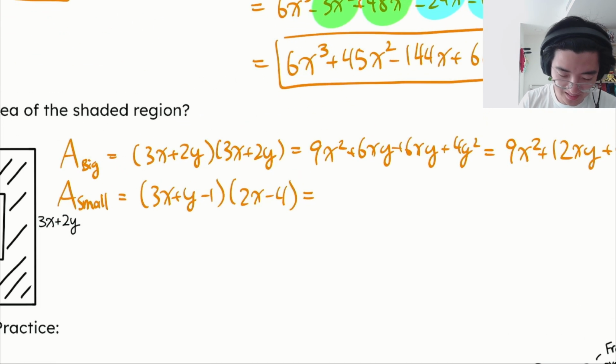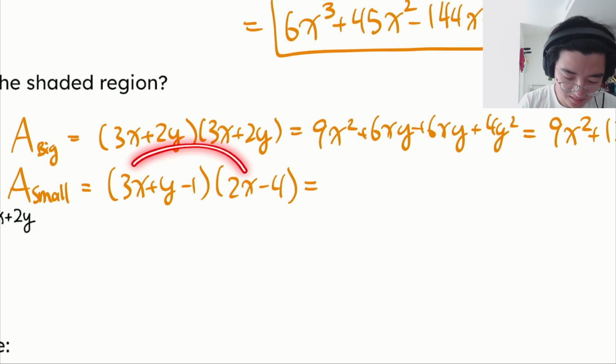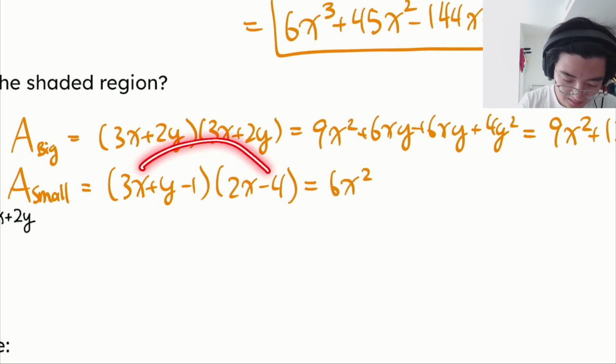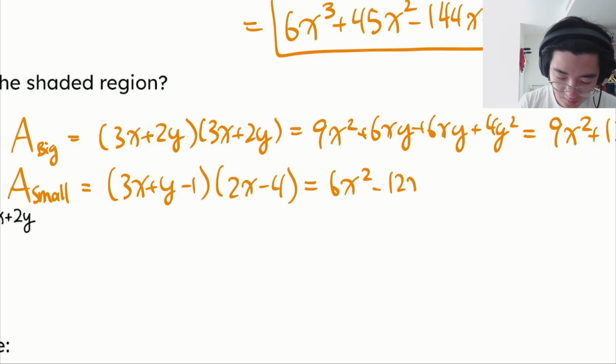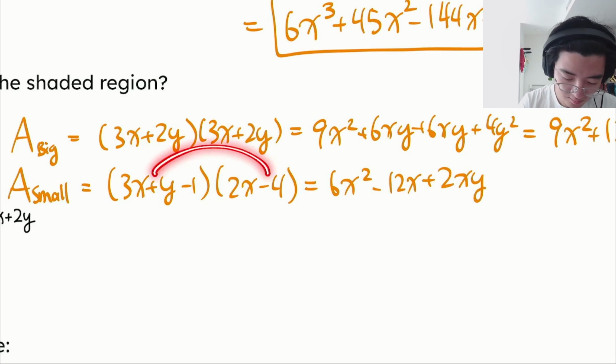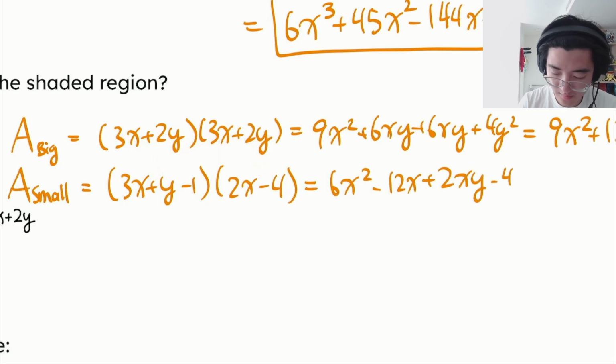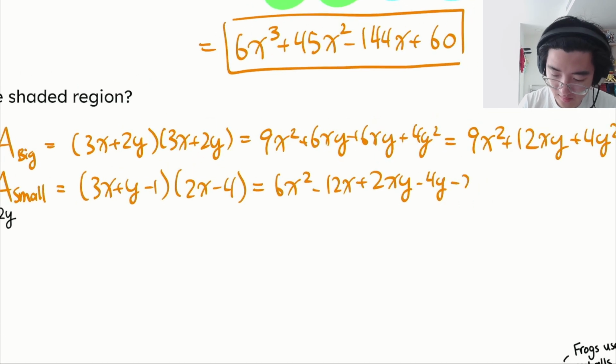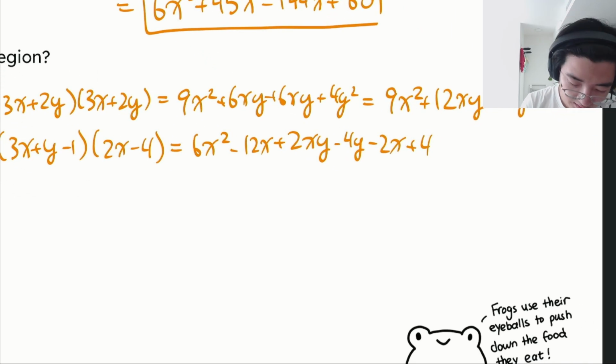Yeah, that's a lot of work, isn't it? Yeah, but that's the fun part. Alright, 3 times 2x, 6x squared, 3 times negative 4 is negative 12x, y times 2x, y times negative 4, negative 1 times 2x, negative 1 times negative 4, positive 4. Combine them.